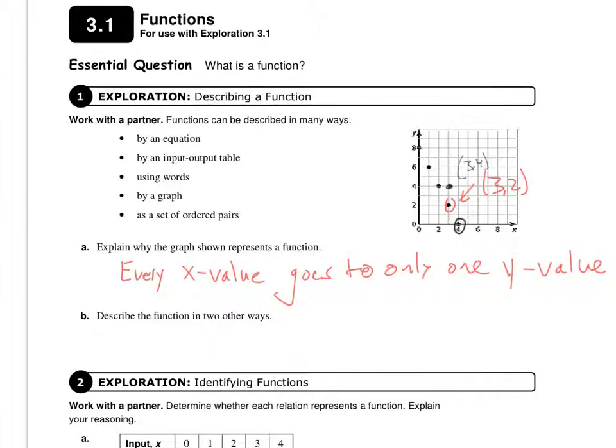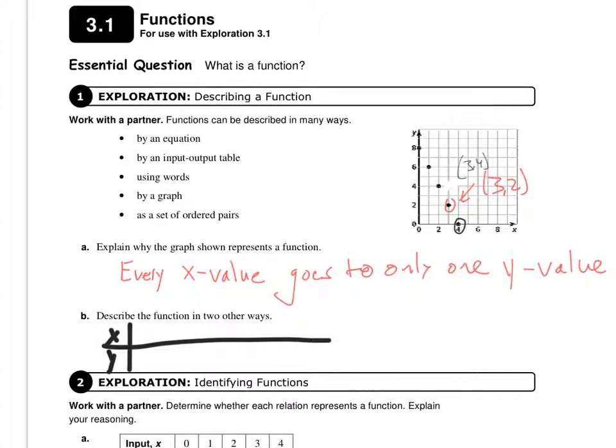So now we want to describe this in other ways. Well, we could do a table, or we could do an equation if we could think of one there. Maybe a good place to start is just to write a table. So we'll just erase out (3, 4) there. And let's make a table together, all right? So we have an x and we have a y.